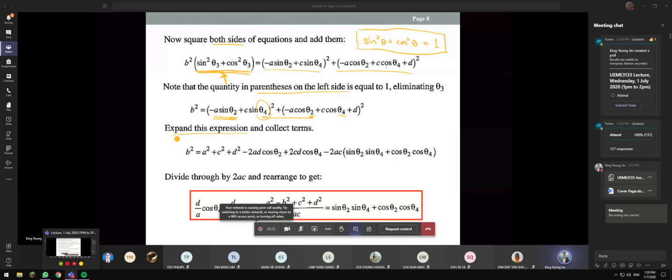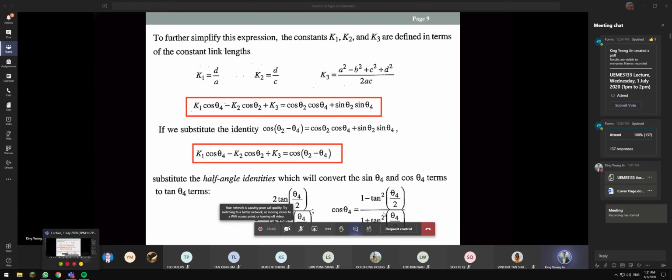If we expand this expression, we will get these formulas here. Divided through by 2AC, and then we rearrange, so we will get the formula in the red color rectangle here. We will continue because this is a derivation. You can work it out slowly to see where this formula comes from and how it is applied.